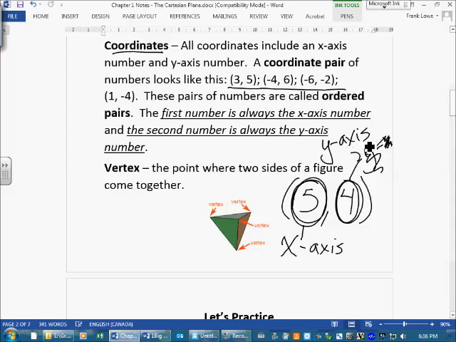The second number represents the y-axis, the number that falls on the y-axis, and the first number is the x-axis. And that's what we're going to really focus on here for the next little while. Now, vertex, we will come back to that term when we actually start working with figures.